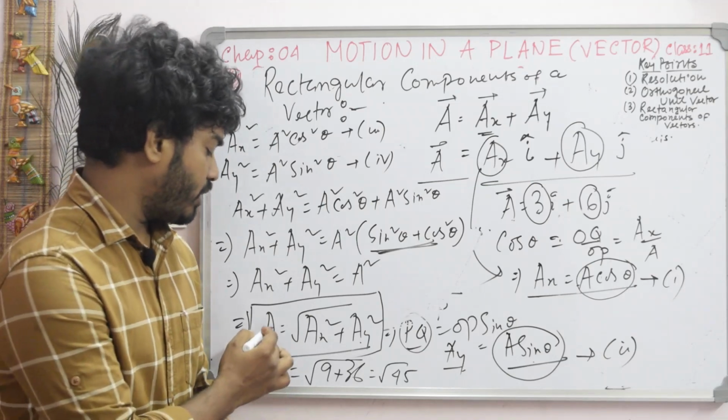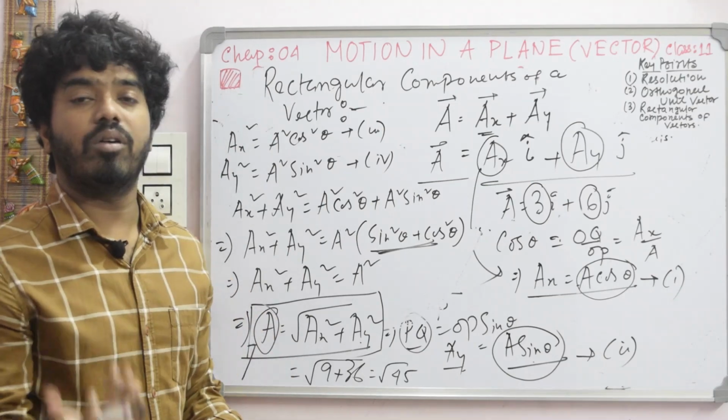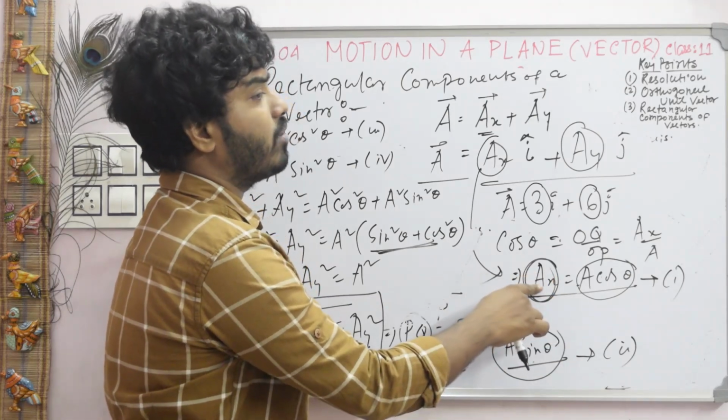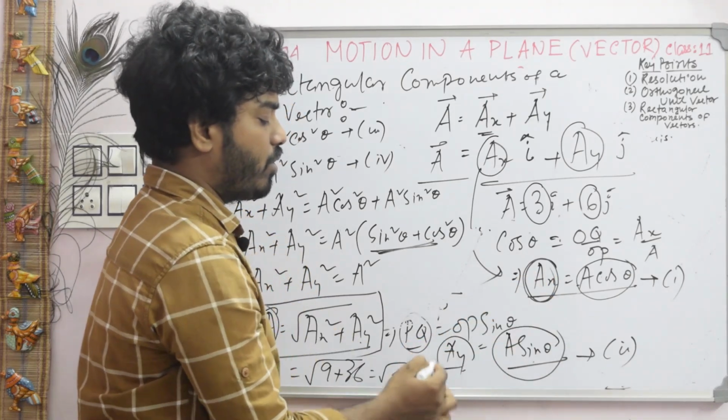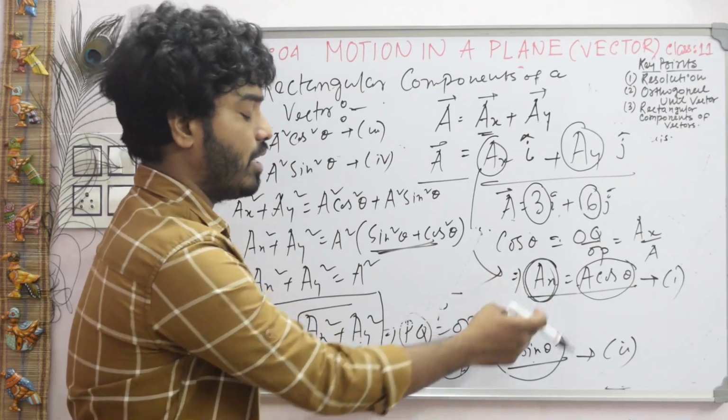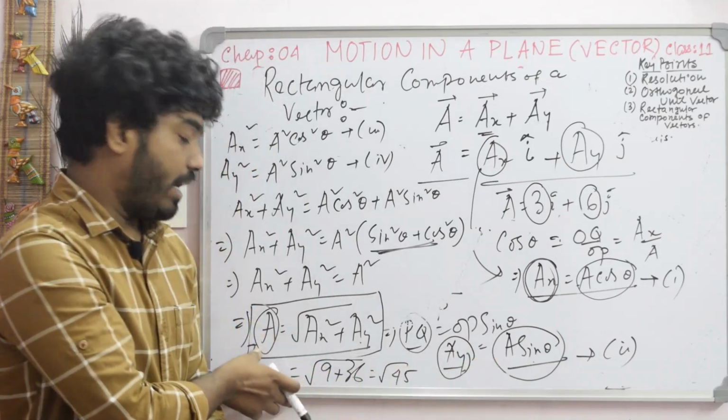So in this equation we find the magnitude value of A. In this equation we find the magnitude value of the vector along the x-axis. In this equation we find the magnitude value of the vector along the y-axis. Note down, students, this is a very important part: Ax, Ay and A.